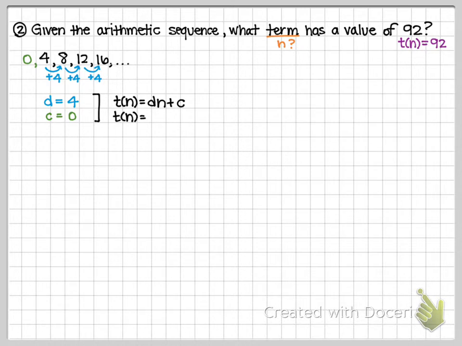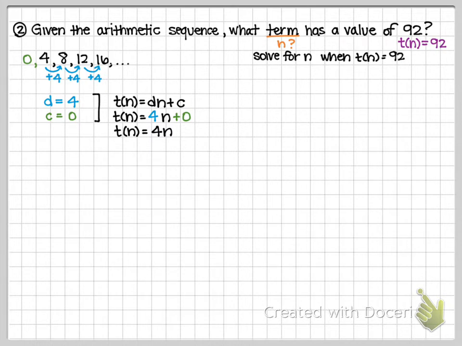Plug the stuff in. So T of n and n, plug in the d part and plug in the c part. Okay, well, you guys know with adding and subtracting, we really don't need the plus 0. So I'm going to write my T of n equation as 4n. Okay, so I'm going to use that. Now I'm going to go back to the question. What term n? Okay, so I'm trying to solve for n when T of n is equal to 92.